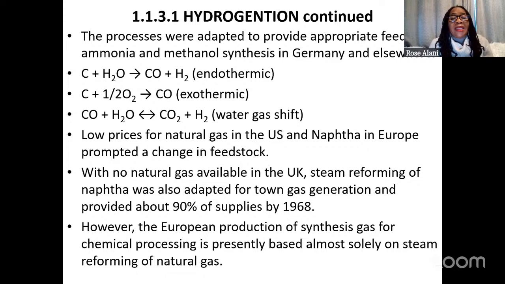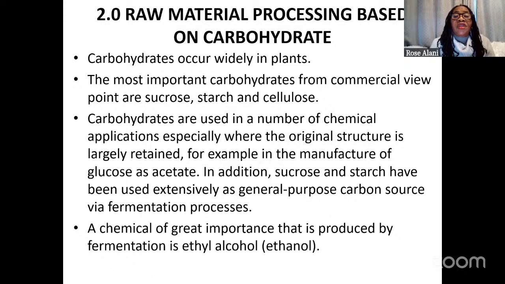Low prices of natural gas in the US and naphtha in Europe prompted the change in feedstock. With no natural gas available in the UK, steam reforming of naphtha was also adapted for town gas generation, providing about 90% of supplies by 1968. So that is just a bit of history.